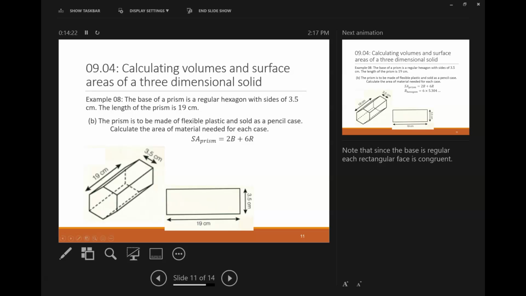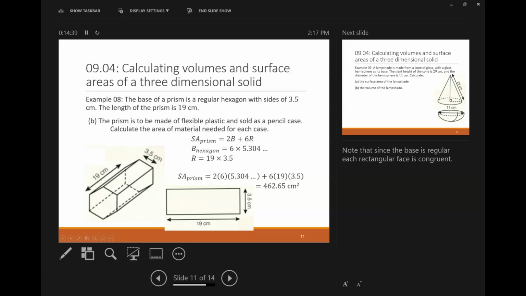Is everybody okay there? So we know the area for the hexagon. We already figured that out in the previous part. And the area for the rectangle is really easy. It's just length times width or base times height or whatever you want to call that. So when we do 2 times the hexagon and 6 times the rectangle, we get 462 and change. Everybody good with that idea?